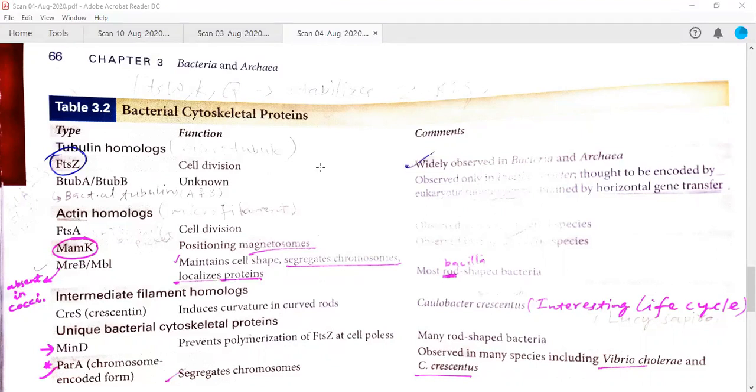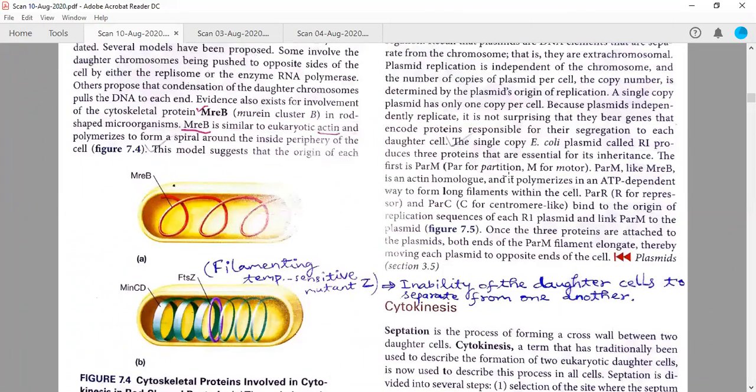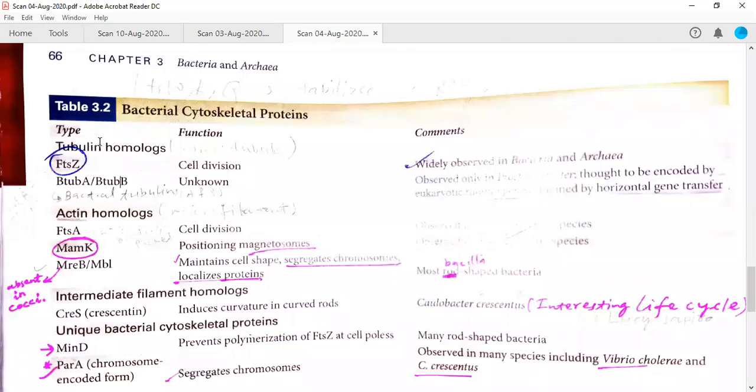We discussed this in our last class also, but I want to show you some diagrams so that you are better able to understand. It will create a picture in your mind so that you can recall where we studied these particular proteins and what their possible functions may be. Fine. The rest, I expect you will remember these homologs at least. Tubulin homolog is FTS-Z. Actin homolog is FTS-A itself, so you need not remember. MamK protein is required for the magnetosome, and MreB protein is required for maintaining cell shape or segregating the chromosome.